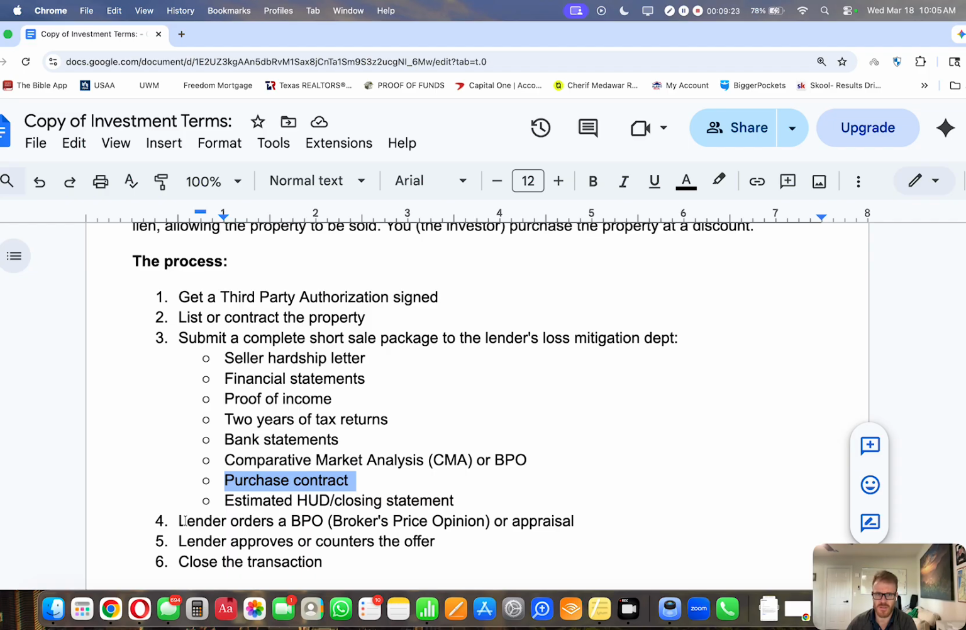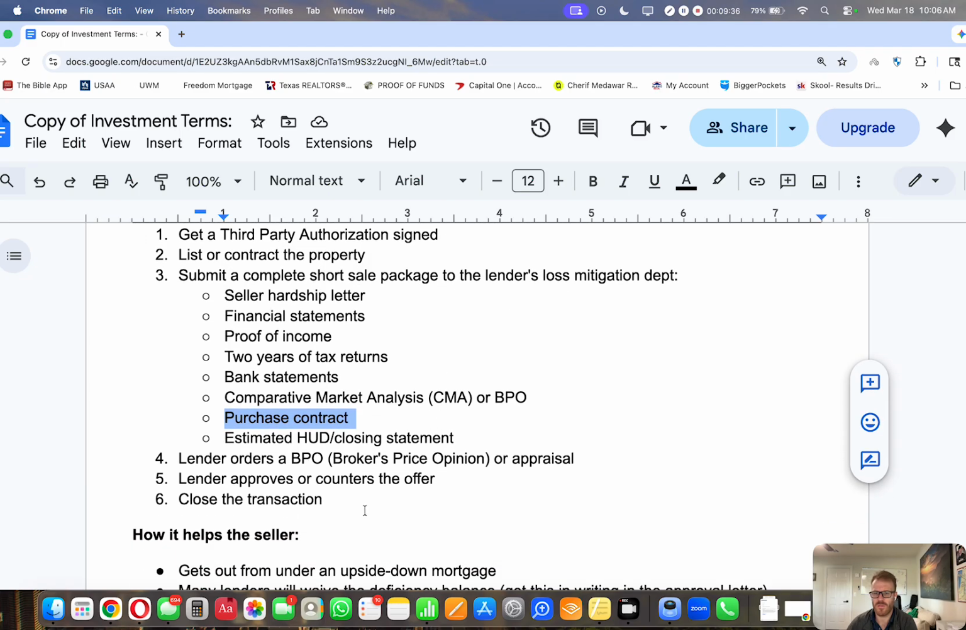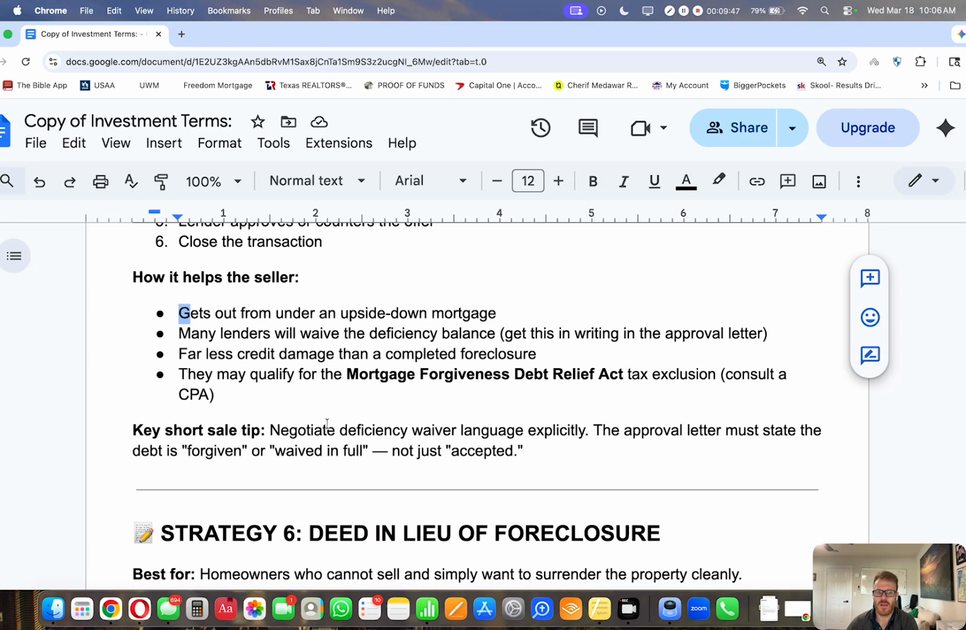And then the lender will order an appraisal or their own BPO, and they'll either approve or counter the offer. And then if all goes well, the transaction will close. So there's a lot going on here. It helps the seller get out from under an upside down mortgage.